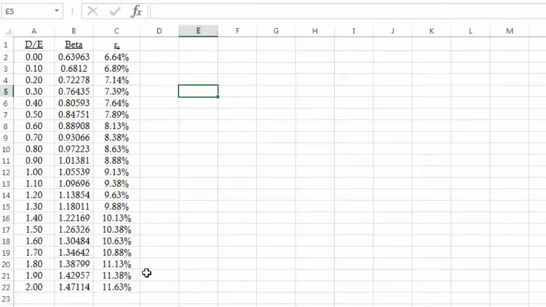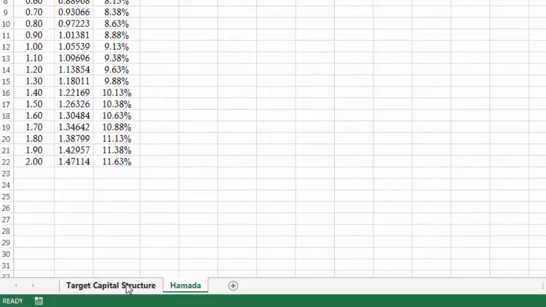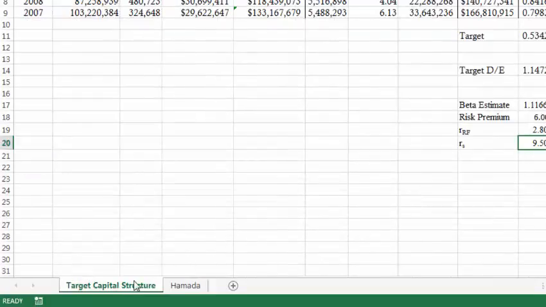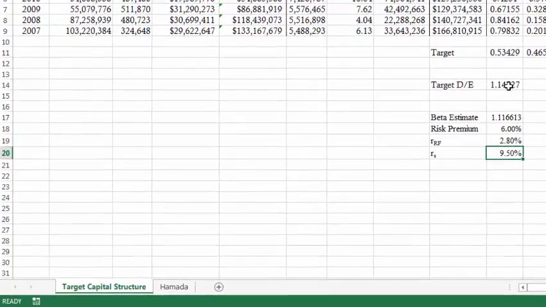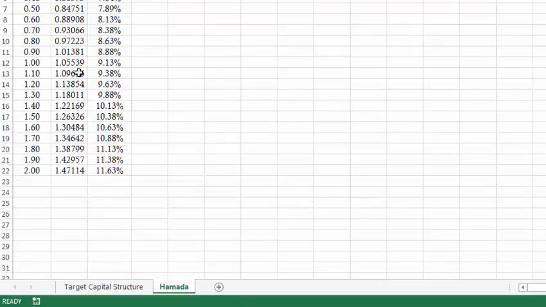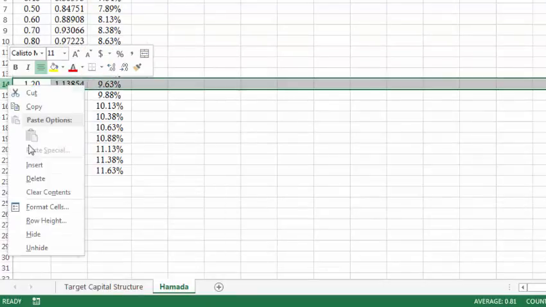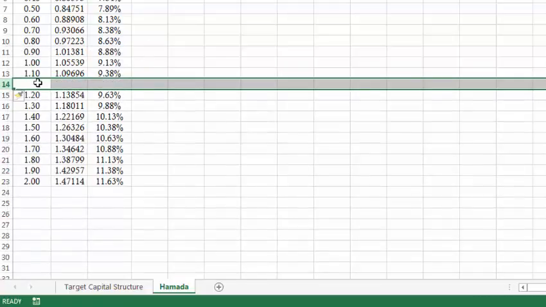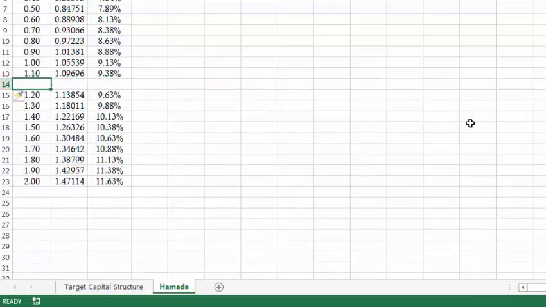Now, one last thing that I always like to do to double check. I'm going to go back over to my target capital structure. I'm going to look at my actual DE. It's 1.15-ish. So right before I get to 1.15-ish, I'm going to actually enter a row right here. I'm going to insert it because that's where 1.15 would be.